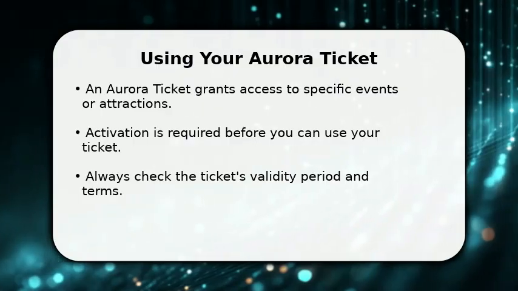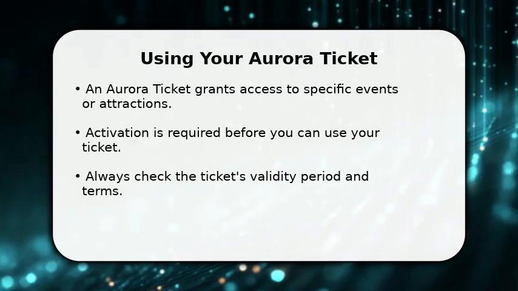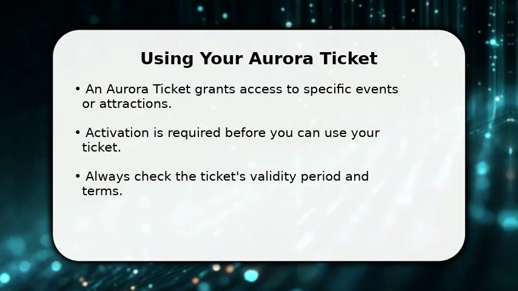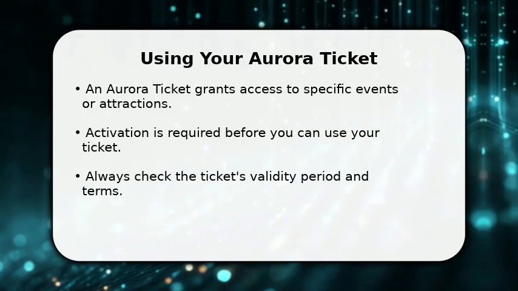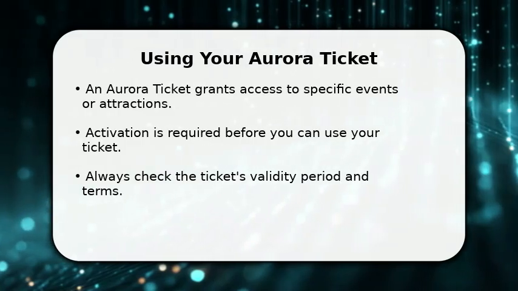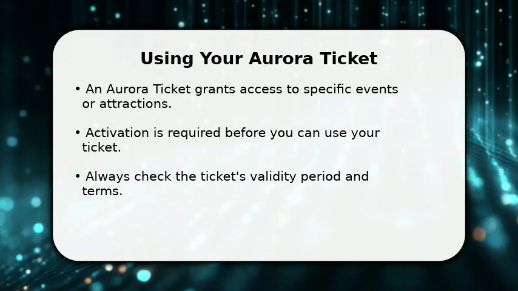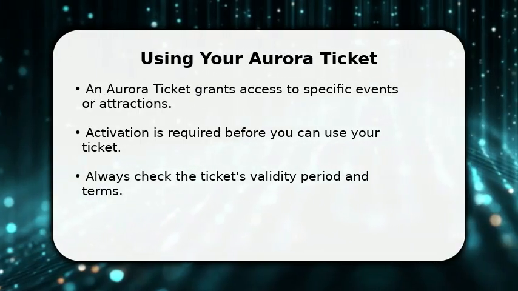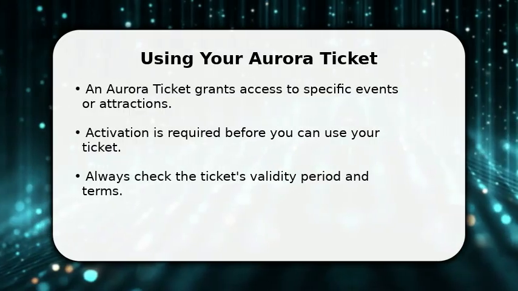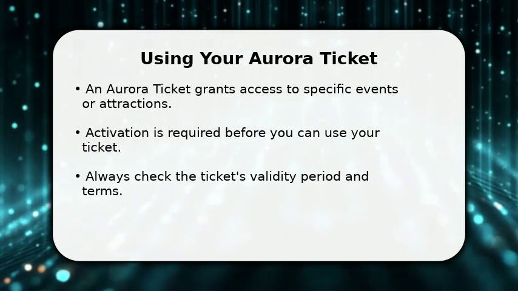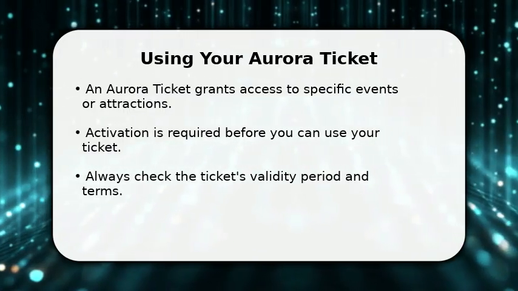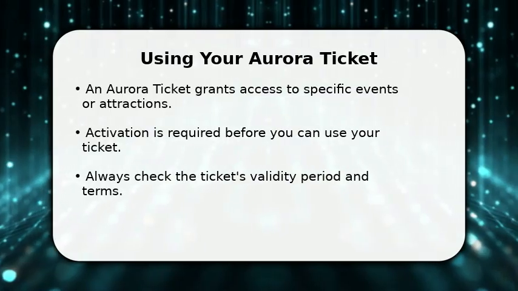In this video, I will explain how to use your Aurora ticket. To begin, locate your unique ticket ID, usually found on the ticket itself or in your confirmation email. This ID is crucial for the next step. Ensure you have a stable internet connection if activating online. We will guide you through the entire process, from initial activation to successful redemption at your chosen event.